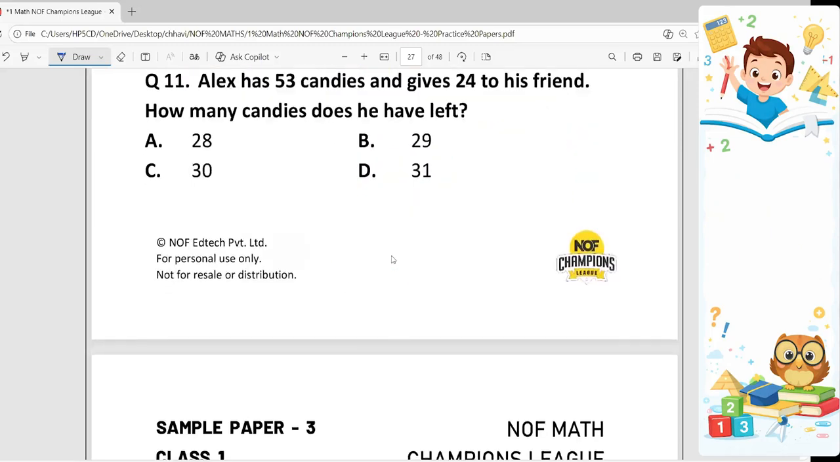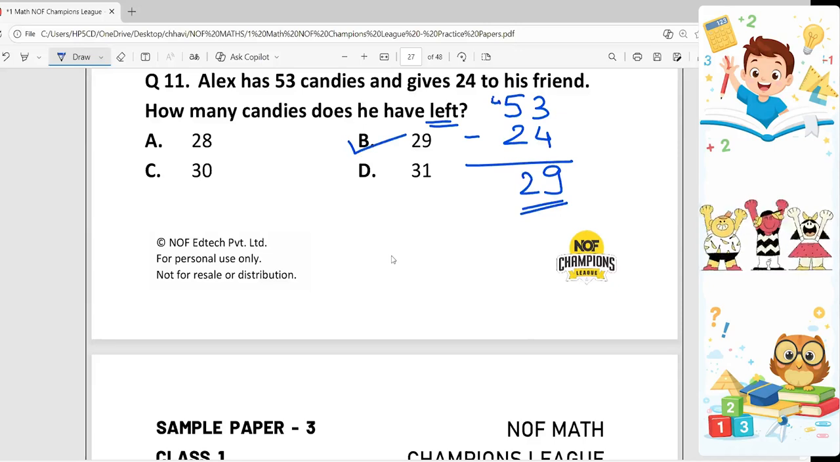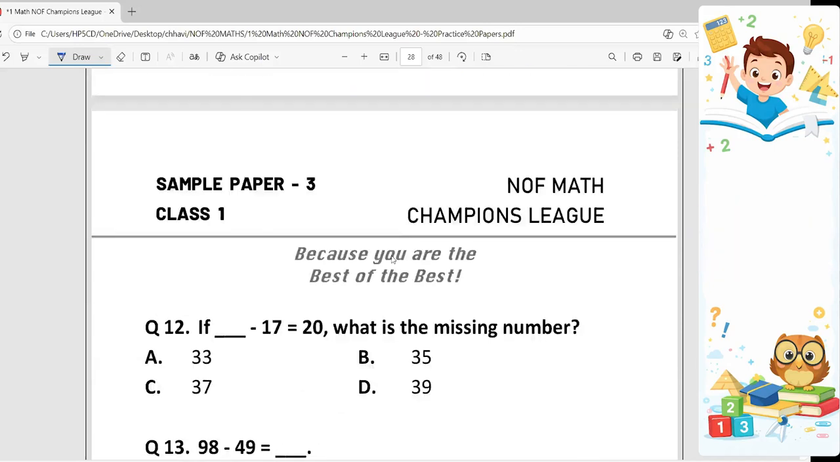11th question. Alex has 53 candies and gives 24 to his friend. How many candies does he have left? Now see, left is given. That means we have to subtract it. So 53 minus 24. So it is 3, so we'll do it 13. So 13 minus 4 is 4, 5, 6, 7, 8, 9, 10, 11, 12, 13. So 9 over here. And it becomes 4 over here. So 4 minus 2 is 2. So it is 29. And option B is the correct answer for this question.